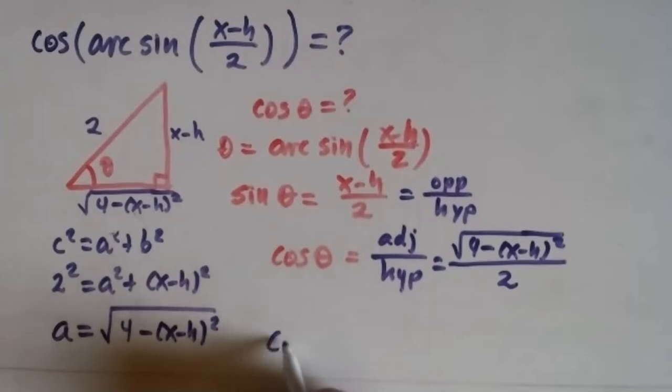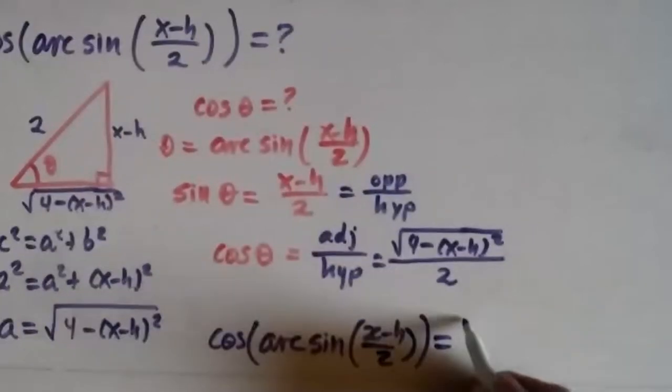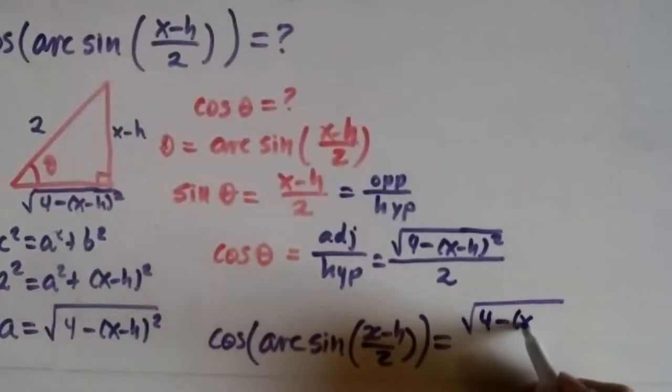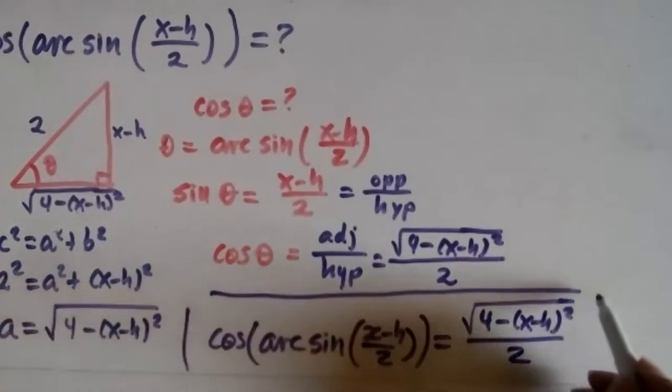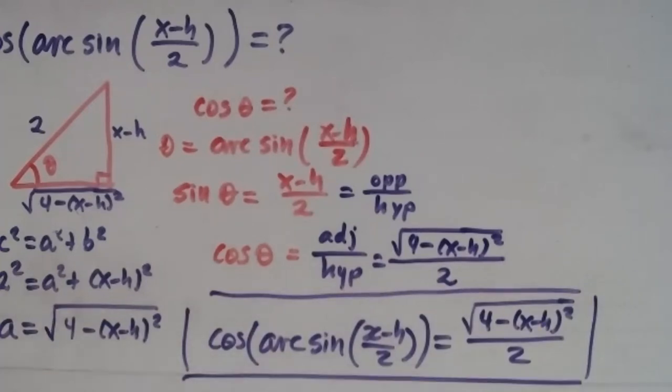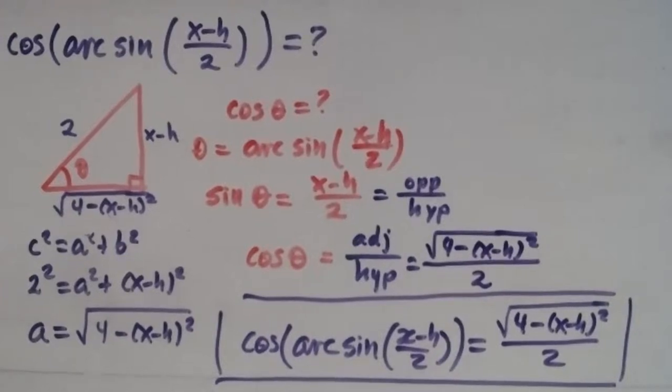My answer at the end: cosine of the arc sine of (x minus h) over 2 is going to be the square root of 4 minus (x minus h) squared, divided by 2. So my answer is a long expression, but it was not really difficult to find. Pretty much everybody fine. Do you think you can go through the next problems on your own?